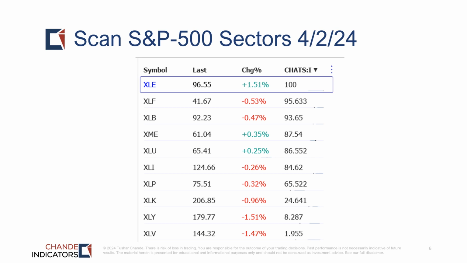Here are the results of the scan on 4/2/24. I've ranked them in descending order of the CHATS indicator. The energy sector Spider XLE had a trend strength of 100, which tells you that the sector as a whole is trending strongly. So now let's try to find the strongest stock in the strongest sector.